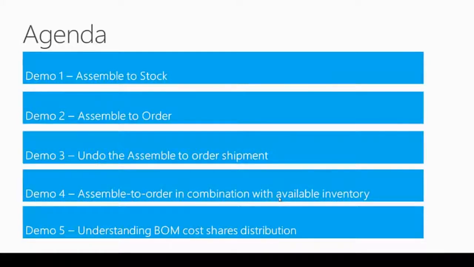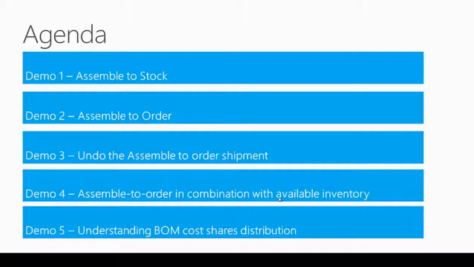As the slides detail, the first part will be an introduction into assembly to stock. The next into assembly to order in relation to a sales order, then how you can undo a sales order that's already been shipped in relation to assembly order, and then the fourth part, if you want to process an assembly to order and you already have some available inventory of that item, and the final fifth part, if you want to investigate the cost distribution of an assembly BOM.